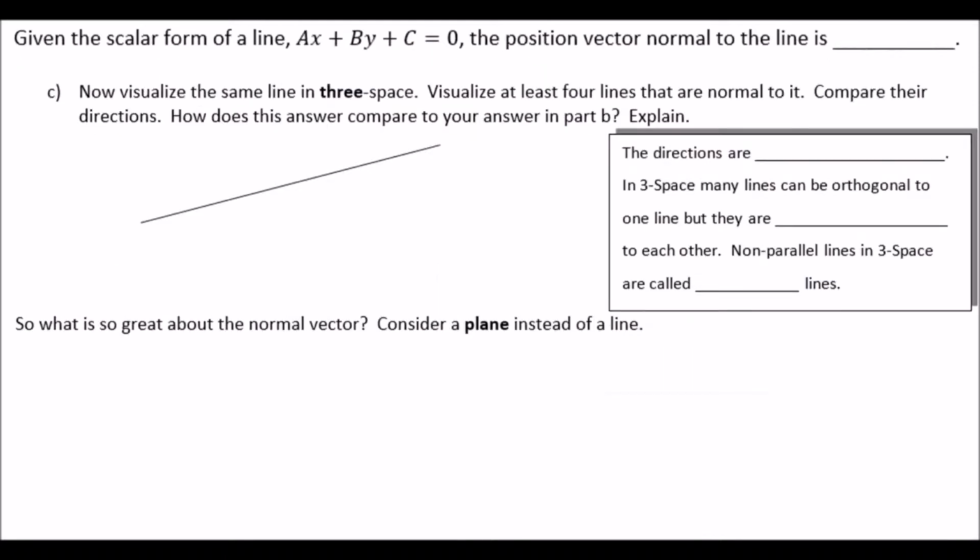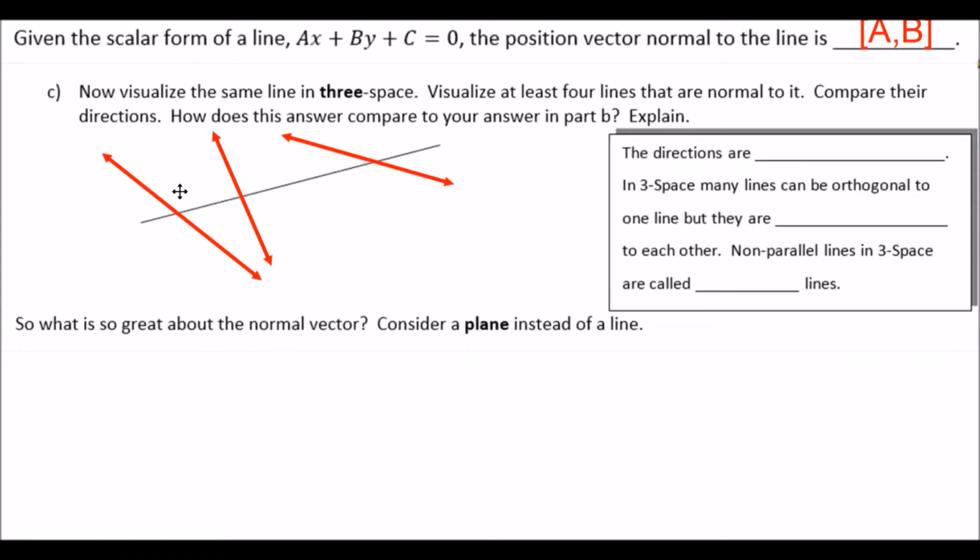Well, given the scalar ax plus by plus c, the position vector, again, we talked about this already, is (a, b). Now visualize 3 space. Visualize at least 4 lines that are normal to it. Compare their directions. Does the answer compare to part A? This is a little bit hard because I'm going to draw lines in 3 space on a piece of paper, or 2 space. Let's look. So here's one, here's another, here's another. Hopefully you can see here.